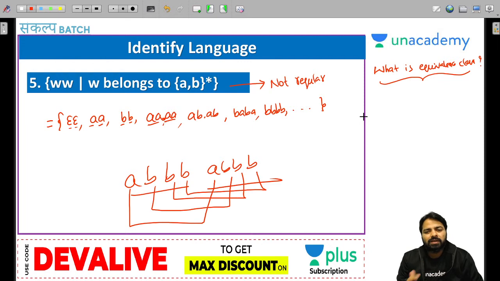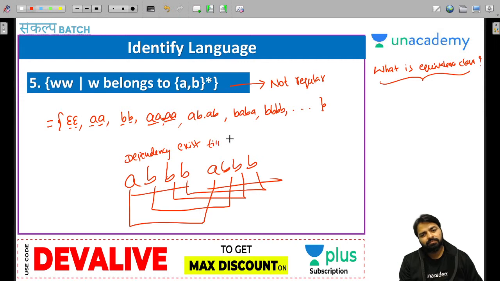Do you have a dependency or not? This dependency is going to be there forever. It's not up to 100 length or 200 length of the strings. It's going to be maintained till infinite. That's why it is not regular. If it exists only up to 100 length, there's no problem at all. Remember, it must be a dependency till infinite.